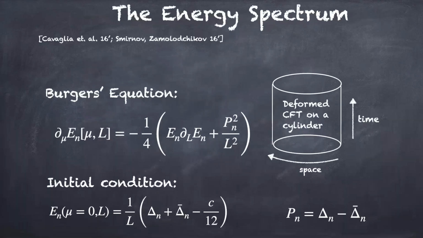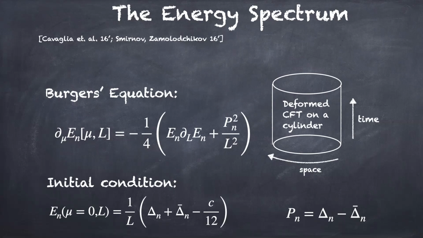Another very interesting quantity is the spectrum of a theory that's put on a cylinder. This was historically one of the first quantities to have been computed in the general TT-bar deformed quantum field theory, in fact. And in the work cited, what these authors showed was that the energy levels are deformed level by level, and that the deformation is dictated by this Burgers' equation.